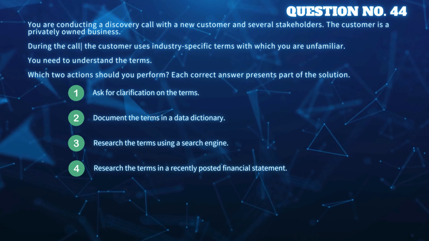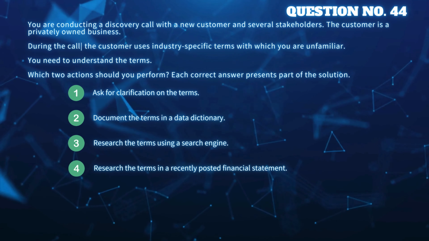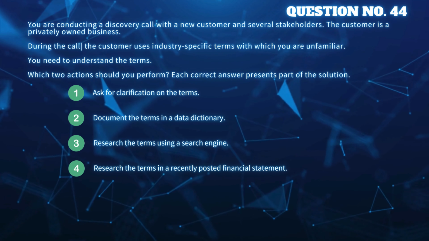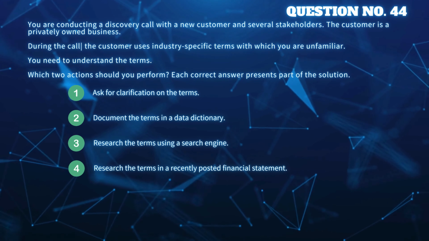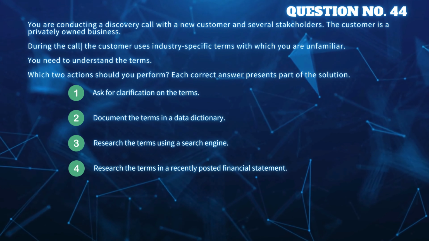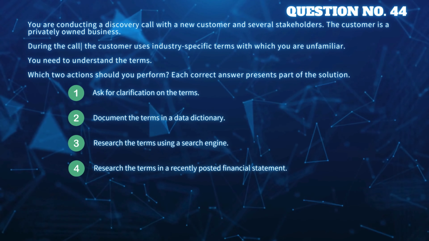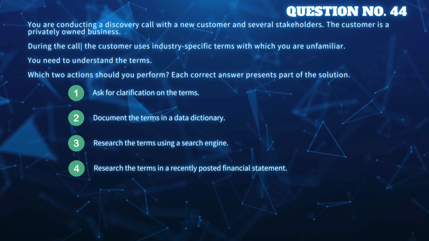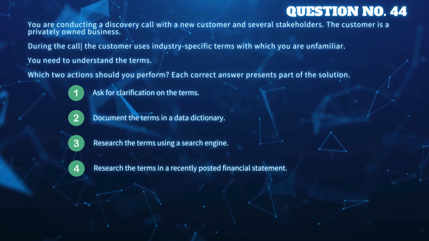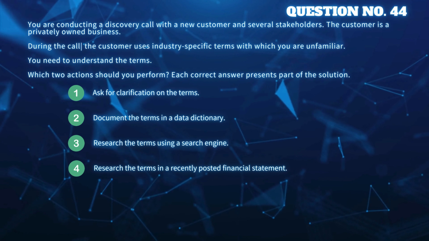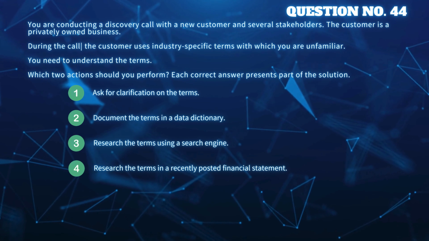You are conducting a discovery call with a new customer and several stakeholders. The customer is a privately owned business. During the call, the customer uses industry-specific terms with which you are unfamiliar. You need to understand the terms. Which two actions should you perform? Each correct answer presents part of the solution.